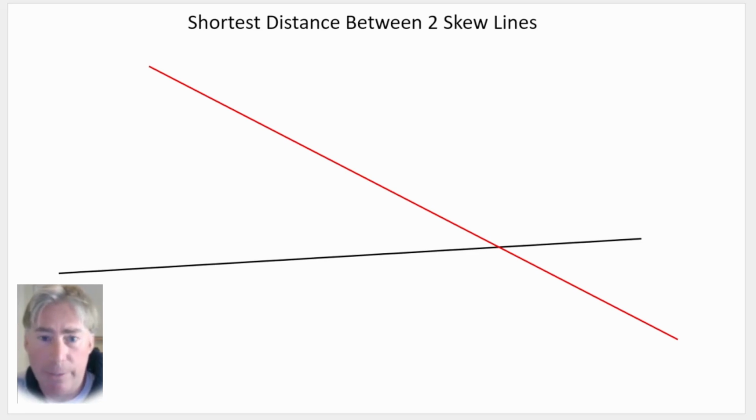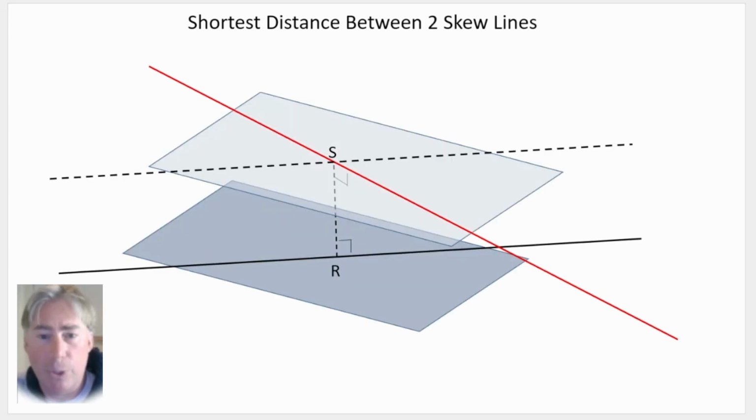So we need to find a vector that's perpendicular to both the red and the black line, and then find the distance, or rather the magnitude of that vector. So we're going to create a vector RS, which is perpendicular to both the black and the red line. And then we're going to overlay two planes which contain both the red and the black line independently. And the dashed line, which passes through S, is actually parallel to the black line that passes through R.